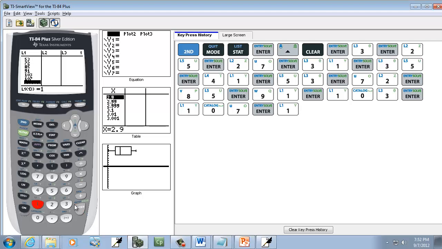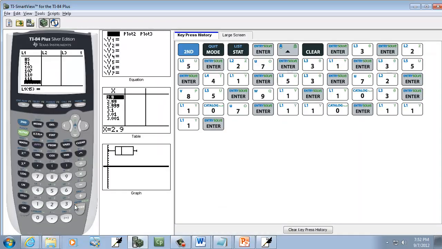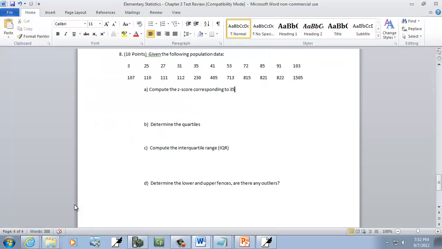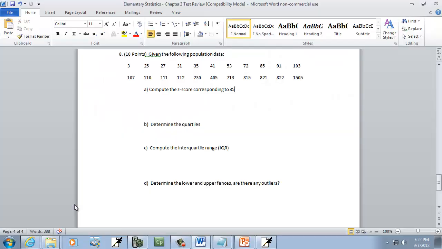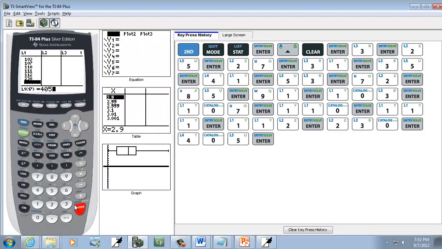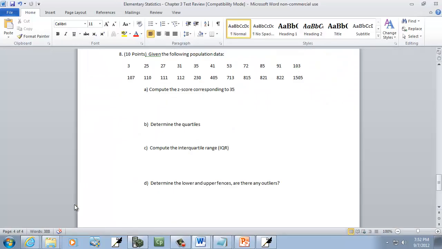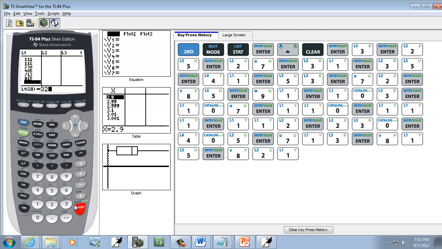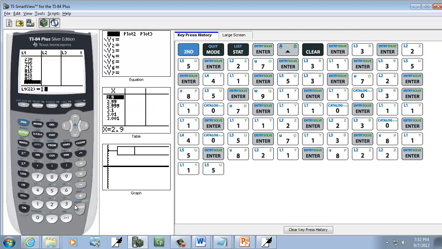107 enter, 110 enter, 111 enter, 112 enter, 230 enter, 405 enter, 713 enter, 815 enter, 821 enter, 822 enter, and 1505 enter.